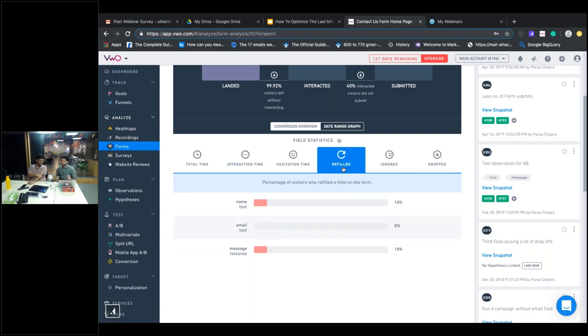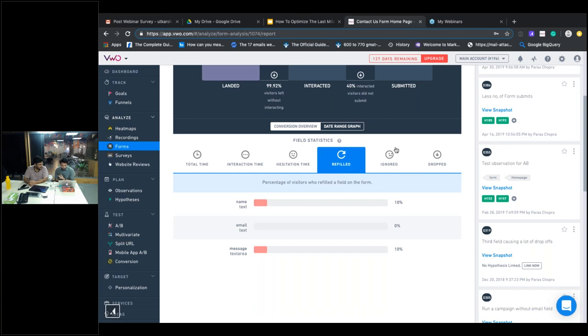Another is the refill rate. What it tells you is the fields which have been filled more than once. What could be the case is that somebody filled a value, clicked submit, saw that an error was thrown on the first field itself, and then refilled it again. And this metric tells you the number of times they have refilled it. So if it's 10%, it means that more than 10% of the users have to fill it again repeatedly, and that's another friction point.